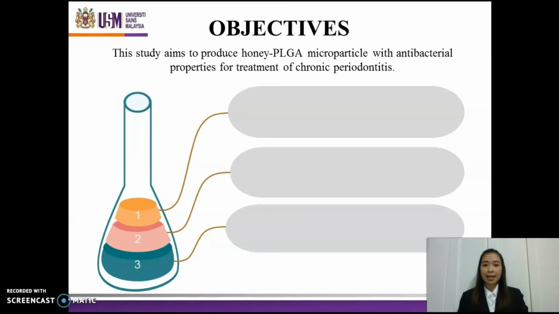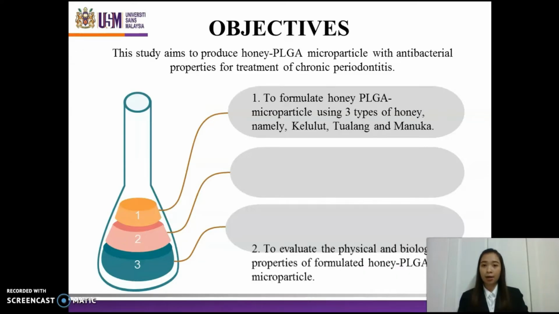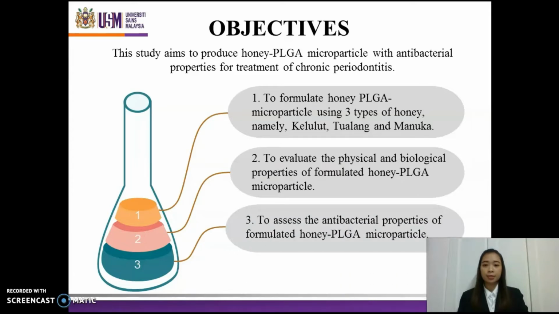Objectives of this study. First, to formulate honey-PLGA microparticle using three types of honey, namely kelulut, tualang and manuka. Second, to evaluate the physical and biological properties of the formulated honey-PLGA microparticle. Third, to assess the antibacterial properties of the formulated honey-PLGA microparticle.